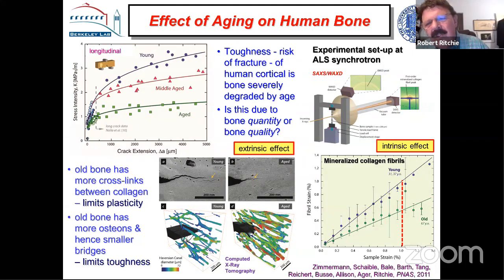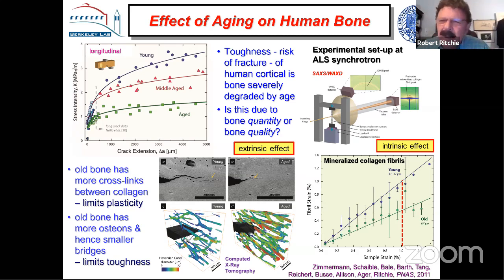What about the intrinsic part? Well, the intrinsic part, again, we're talking about the plasticity and the collagen. We use a kind of neat technique in the synchrotron. We take a tensile sample and we do a tensile test in the beamline, and then we do small angle X-ray scattering and wide angle X-ray diffraction. The wide angle focuses on the mineral, which is of course hydroxyapatite, it's crystalline, and by looking at the change in those patterns, we can measure the strain in the mineral.